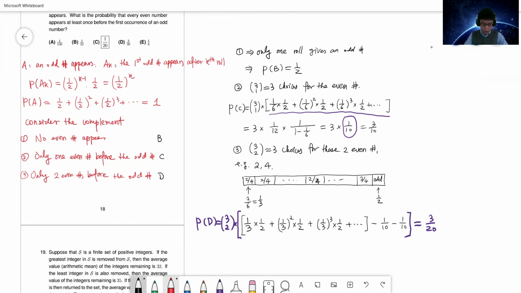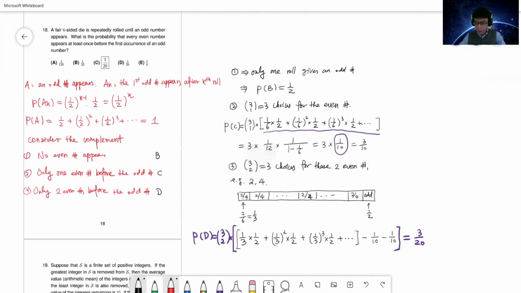Okay, now we calculate all the complement probability. So the answer will be 1 minus probability of B minus probability of C minus probability of D. This is 1 minus 1/2 minus 3 over 10 minus 3 over 20. This gives 1 over 20. So the answer to this question is 1 over 20.